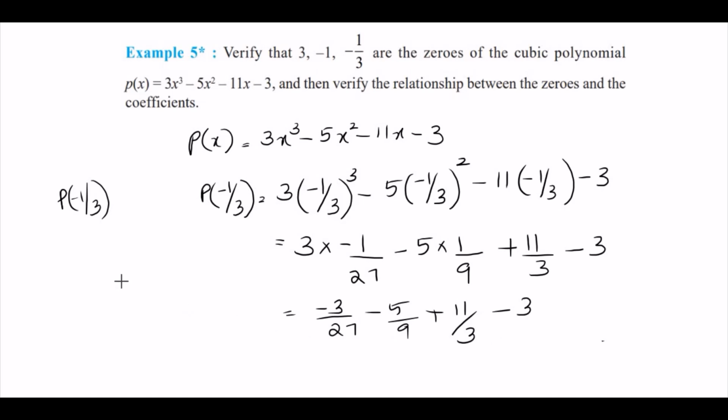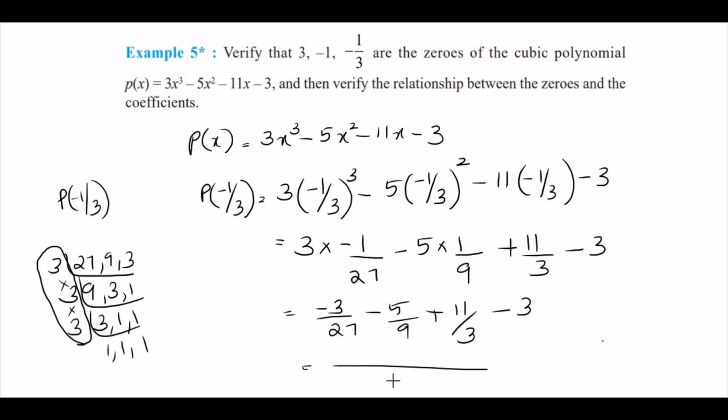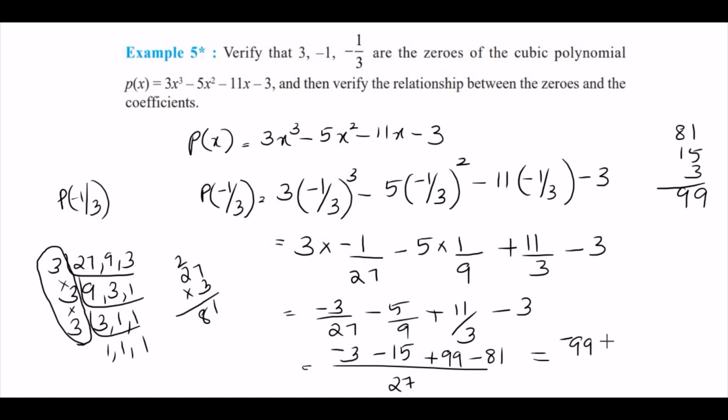Now we have to take the LCM. So 27 is the LCM. So when you write the LCM 27, you can write minus 3 minus 9 into 5, that is 15, plus 3 into 11, that is 99, minus 3 into 27, that is 81. So you get minus 99 plus 99 by 27, that is equal to 0. So you have verified that all these three are the zeros of this cubic polynomial.